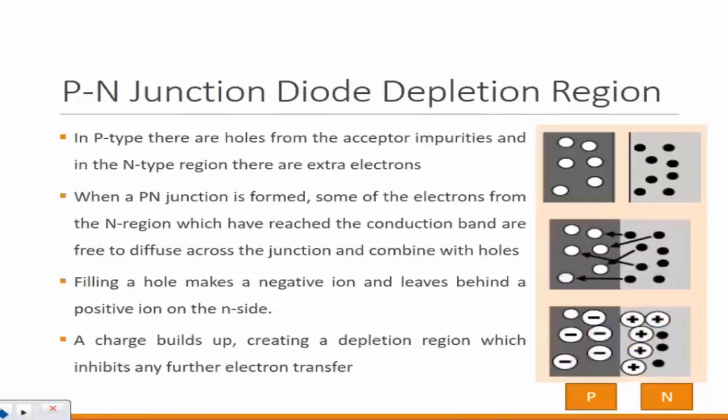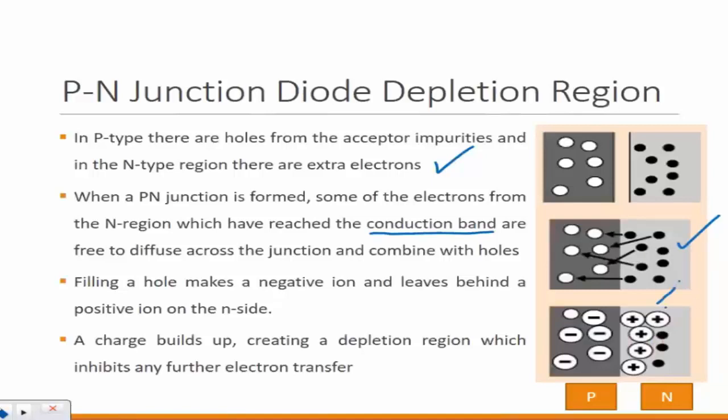Again, the formation of the depletion region is shown here too, with the same explanation. In P-type, there are holes from acceptor impurities, which are trivalent. N-type is pentavalent, which has extra electrons. When a p-n junction is formed, some of the electrons from the n region will reach the conduction band. Again, remember that the conduction band is free, and they are free to diffuse across the junction, which is shown here.